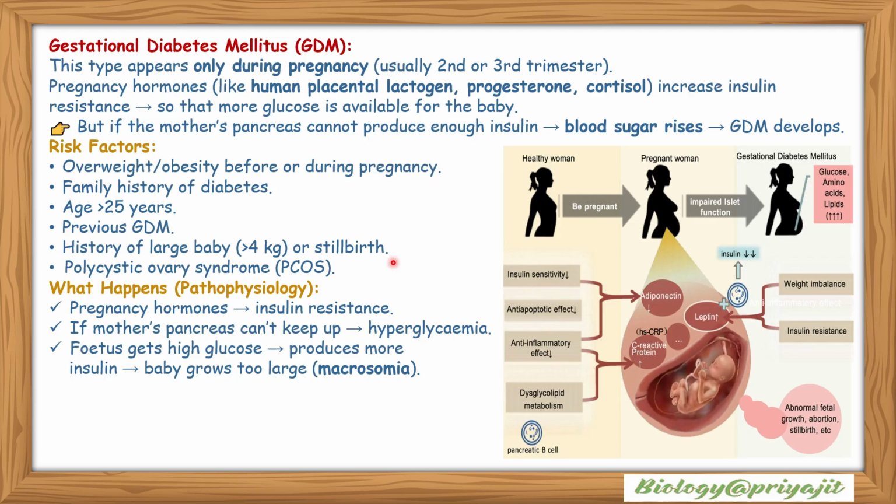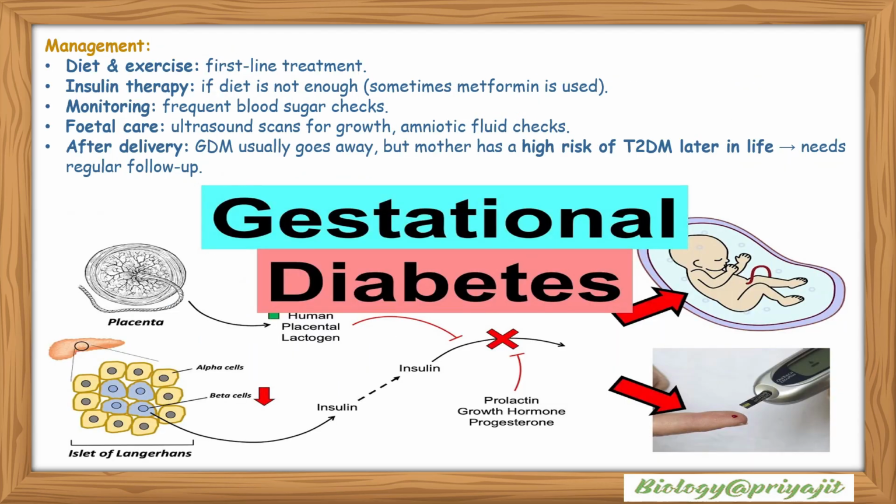Pregnancy hormones cause insulin resistance. If the mother's pancreas cannot keep up, hyperglycemia occurs, the blood sugar level increases, the fetus gets high glucose, produces more insulin, and the baby grows too large, which is called macrosomia.